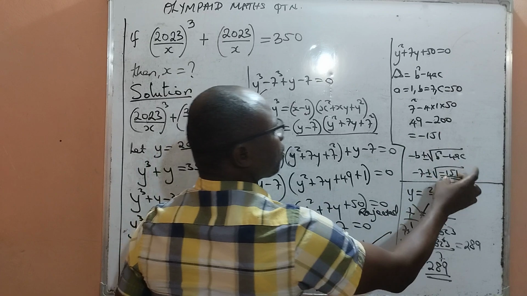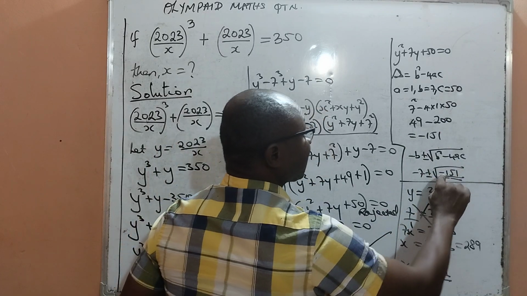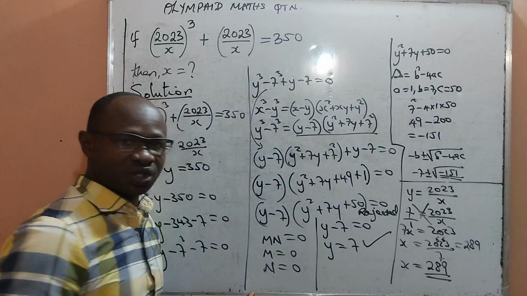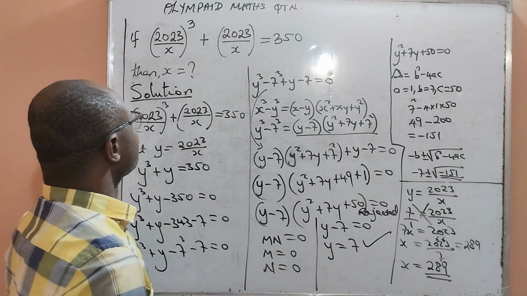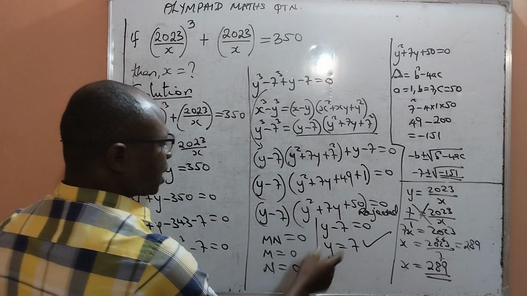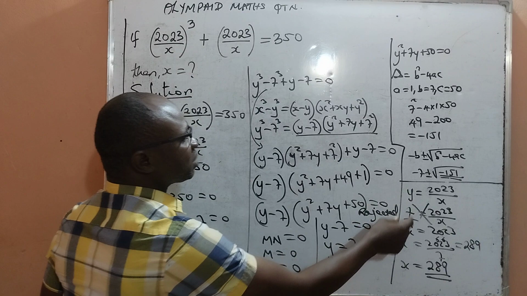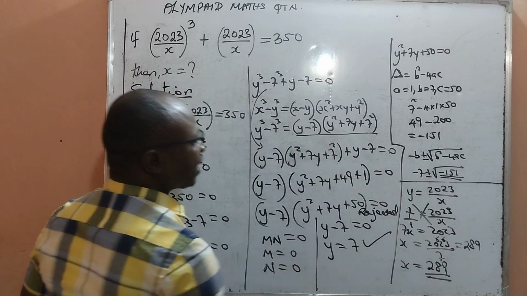From the sample, we were able to solve it and got to this point, and found out that it is a complex root, not a real root. Then we continued with this and eventually substituted and got the value of x as 289.